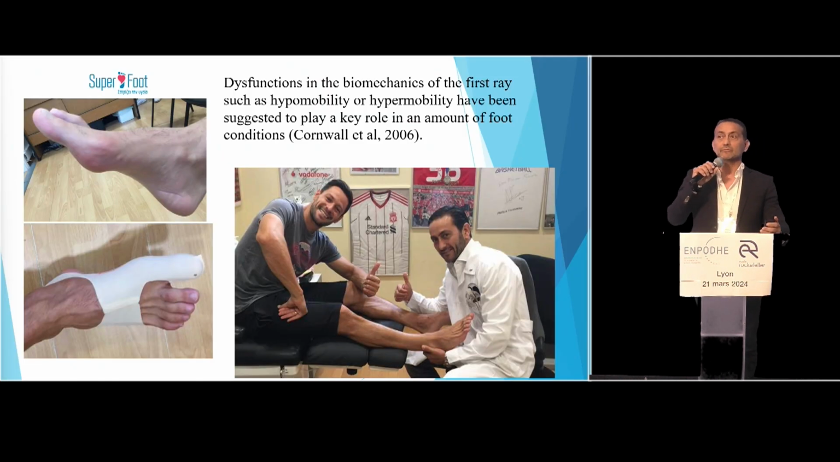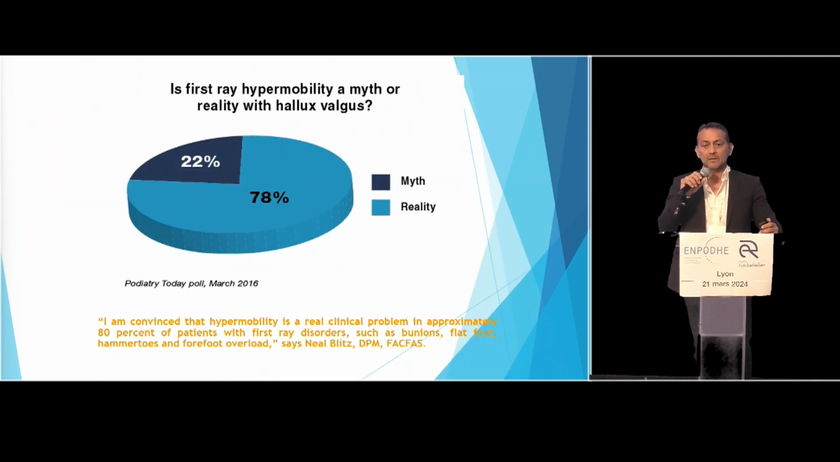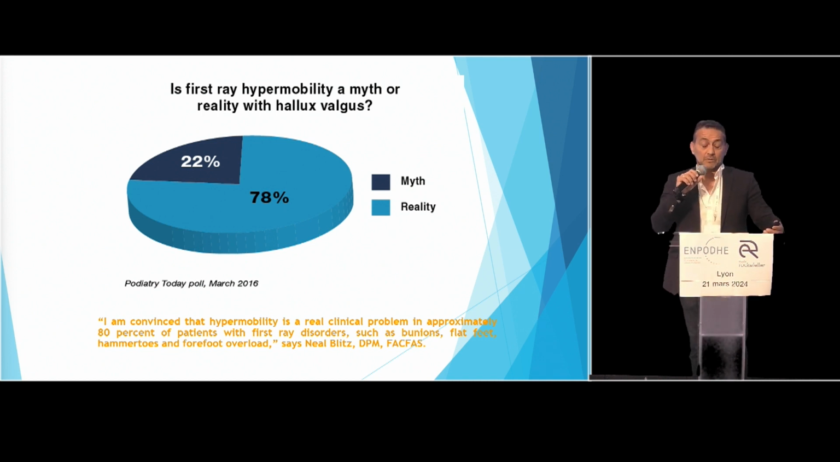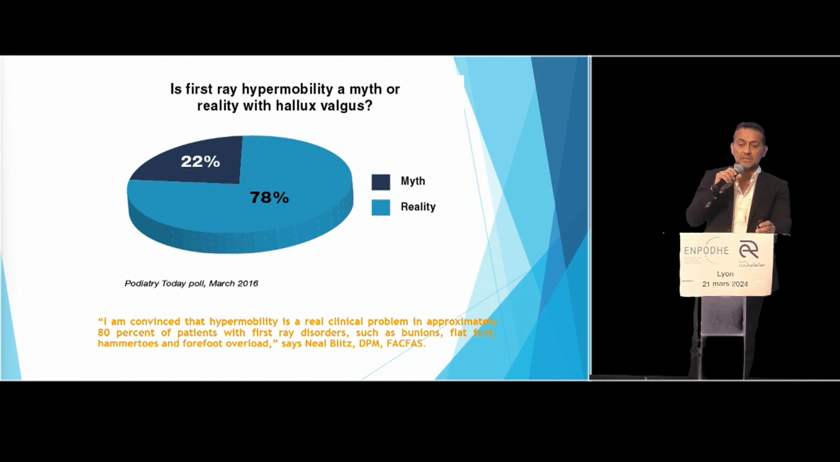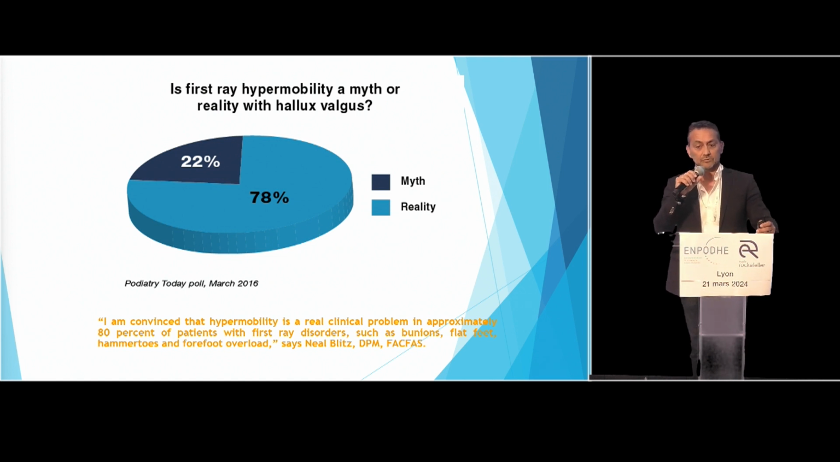Dysfunctions in the biomechanics of the first ray, such as hypomobility and hypermobility, have been suggested to play a key role in a number of foot conditions. And as you can see, I'm always with football players. And Neil Blitz has been convinced that hypermobility is the real clinical problem in approximately 80% of patients with first-ray disorders, such as bunions, flat feet, hammer toes, and forefoot overload.